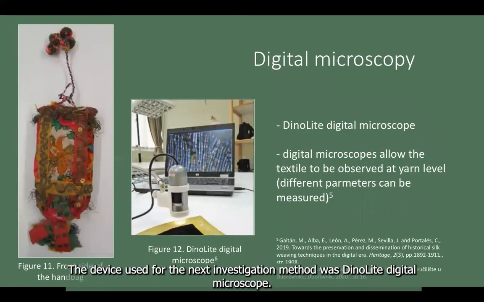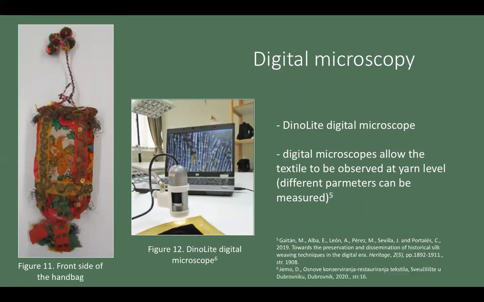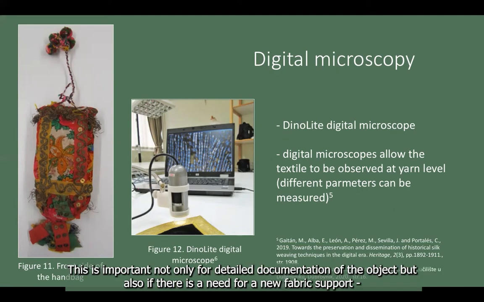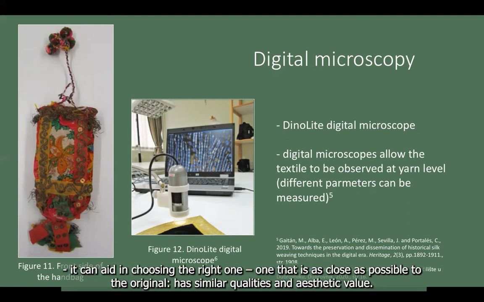The device used for the next investigation method was the DinoLite digital microscope. Digital microscopes allow the textile to be observed at yarn level, where different parameters can be measured, such as thread count and yarn thickness. This is important not only for detailed documentation of the object, but also if there is a need for a new fabric support, it can aid in choosing the right one that is as close as possible to the original, meaning that they have similar qualities and aesthetic values.